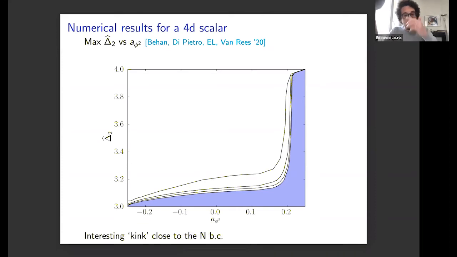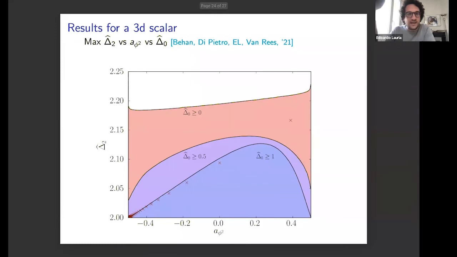Okay, so for the case of a 3D free scalar, things are even more interesting. Here we have an additional parameter that we have to introduce for technical reasons. This parameter is called delta 0. It's just the scalar gap above the identity. So we have to assume that there exists a scalar operator with dimension delta 0 above the identity on the boundary. And we perform exactly the same numerical analysis.